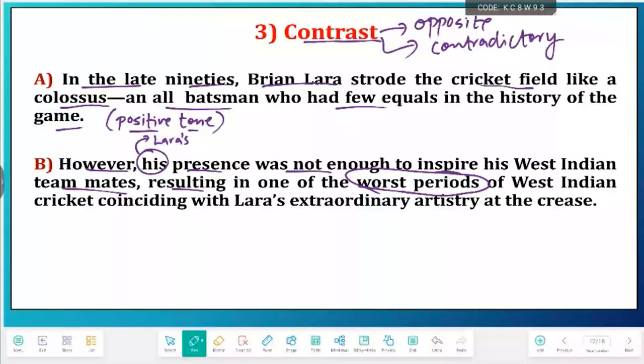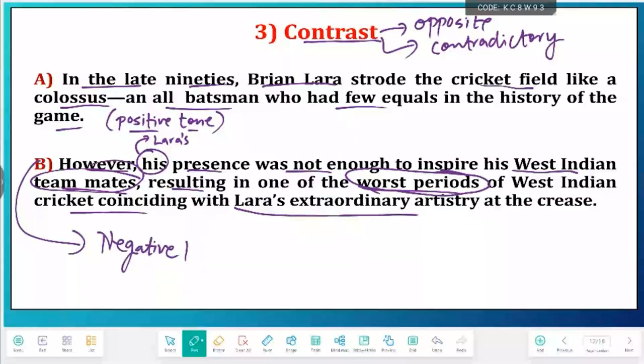मतलब ज्यादा काम नहीं कर रहा था. वो होता था टीम में, फिर भी उतना इंपैक्ट नहीं कर रहा था. किस पे? वेस्ट इंडियन टीममेट्स पे. उनके टीममेट्स पे उतना इंपैक्ट नहीं कर रहा था, जिससे क्या हो गया? जिससे it was one of the worst periods of the West Indian cricket, coinciding with Lara's extraordinary artistry at the crease. बात समझ में आई? तो एक घुमाव दिया है, मतलब यहां पर पॉजिटिव है, and we can say that statement B is negative.